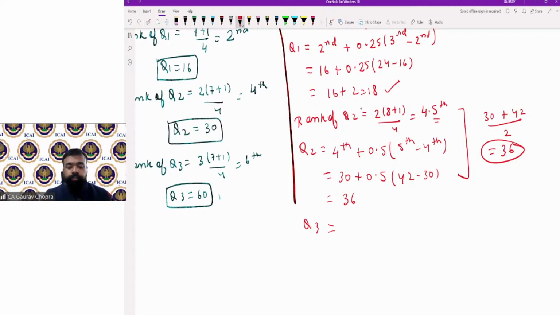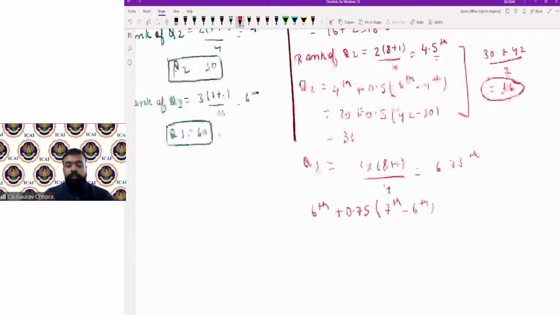Let's check. First of all, rank. So 3 multiplied by 8 plus 1 by 4. So rank is 6.75. Now split 6 plus 0.75, then 7 minus 6.